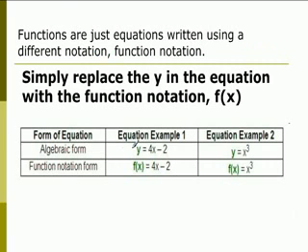In function notation, what you do is you just replace the y. The y becomes the f(x). So in our table down here, if you have the equation y = 4x - 2, all you do is replace the y and make it an f(x). The same thing here. You're replacing that y and making an f(x), and everything after the equal sign remains the same.